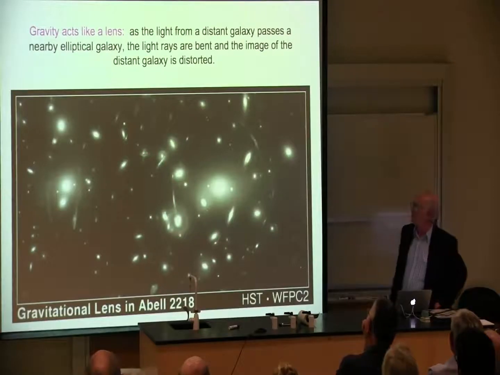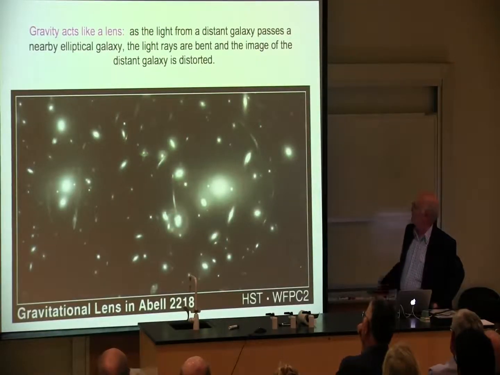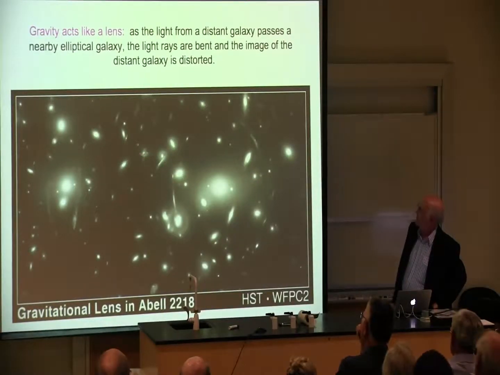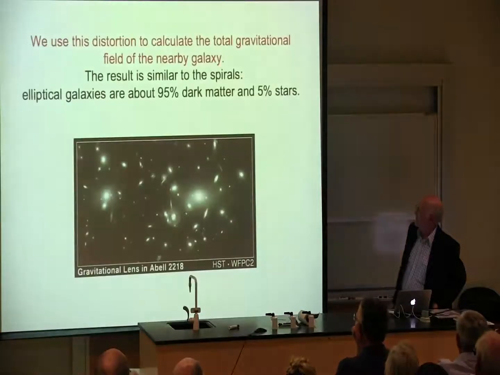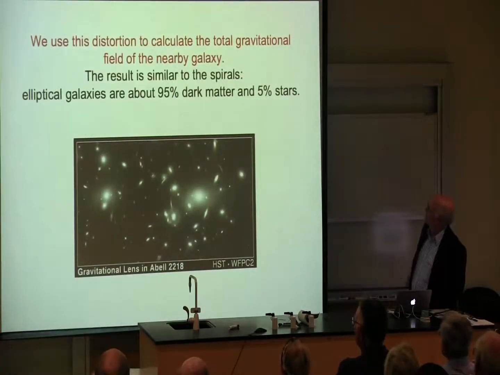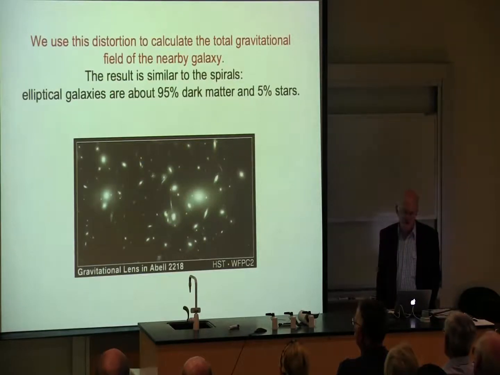This has become a very big field of study, and people have worked out how to calculate where these galaxies are and how much mass is in the cluster. And it's a very strong and completely independent technique. We use a distortion to calculate the total gravitational field of the nearby galaxies, and the result is similar to the spirals. Elliptical galaxies are about 95% dark and 5% stars.